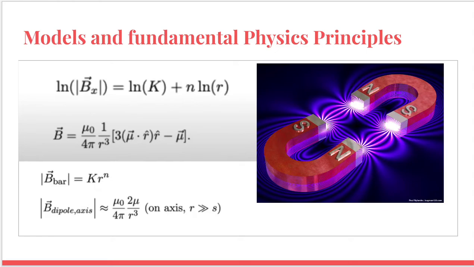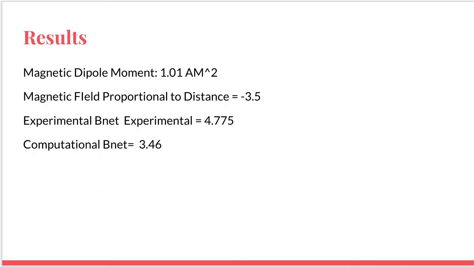The first and second experiment help describe the magnitude of the magnetic dipole and calculate the magnetic dipole moment. In the third experiment, n is assumed to be -3. And the fourth experiment shows the formula for the magnetic field due to a dipole at any location, which is known as the Biot-Savart law.